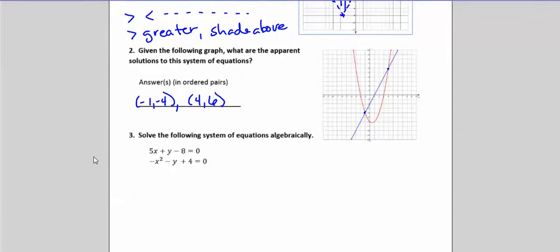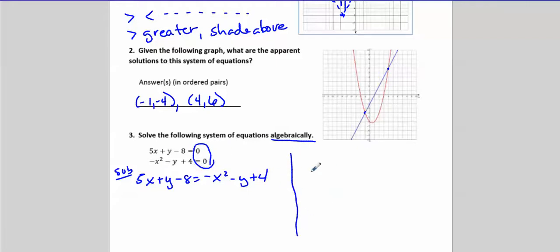In 3, we have to solve the system algebraically, which means we're not allowed to graph it. So let's see, both equations equal 0. So if they both equal 0, you could say that they equal each other. So that's one way to do it. We could solve this with substitution by just saying 5x plus y minus 8 equals negative x squared minus y plus 4, and that would be using substitution. You can also use elimination, and that's when you would add the two equations together. So that's a different method.